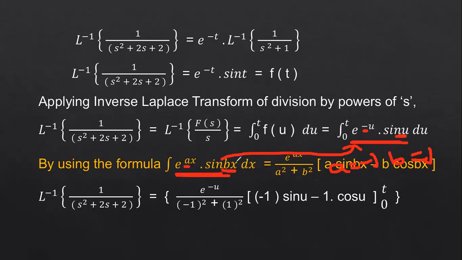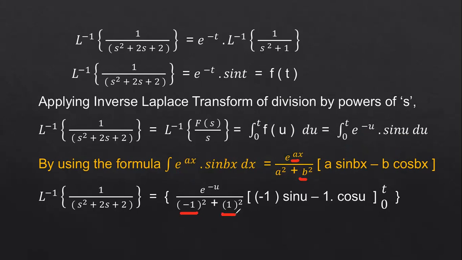So you see that b value is equal to 1. If you substitute a equals minus 1 and b equals 1 in this, you get e power minus u by minus 1 square plus 1 square into sine u minus 1 into cos u, where the integral varies from 0 to t.